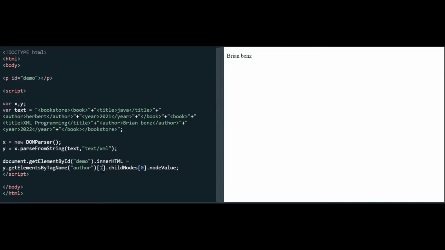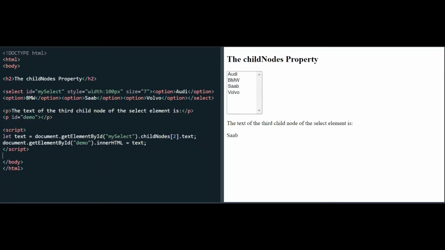If you want the author of the Java book, you can say 0 and you'll get the author of the book. Now the confusion is, what is the purpose of this child nodes 0 over here? Let me explain that with another example.